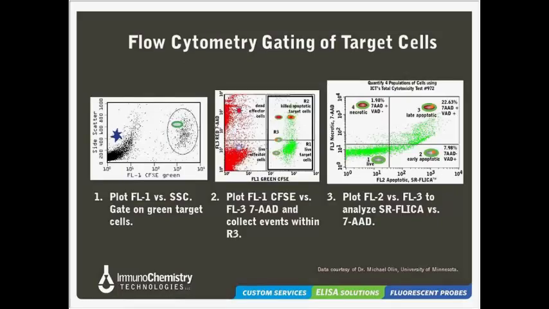So when doing your analysis, you would first derive a plot of FL1, which is CFSE, green, versus the side scatter to identify the green target cells. Then you would create a plot of FL1, CFSE, versus FL3, which is 7AAD, to further distinguish the green target cells from the unstained effector cells and the red cells. And then identify all the green target cells and gate on them as R3, which is R1 plus R2, and set an acquisition to collect your events within R3 to separate the orangey red apoptotic target cells from the red necrotic target cells, which is the 2 quadrants on the right-hand side, number 3.